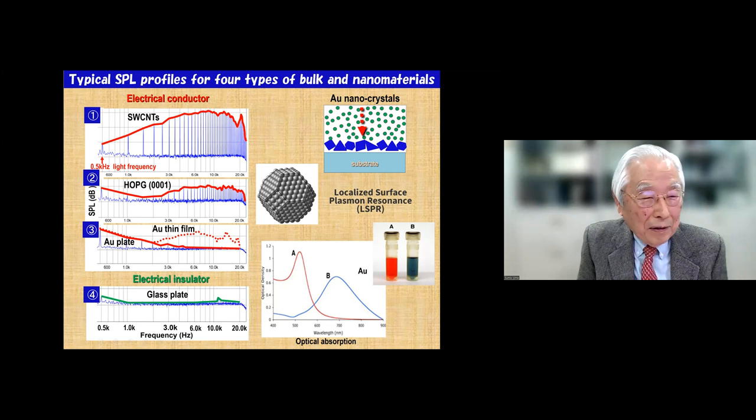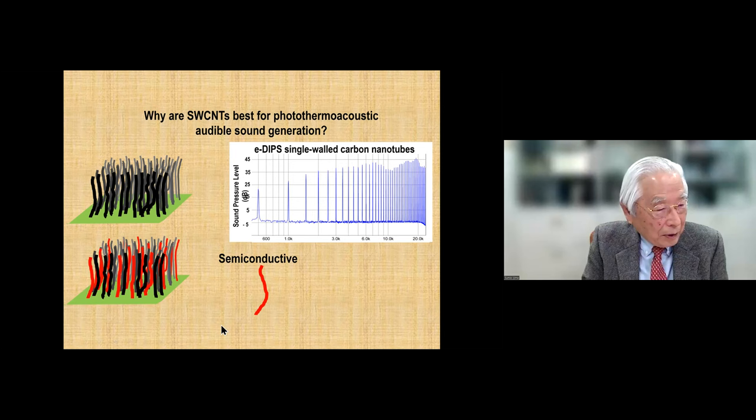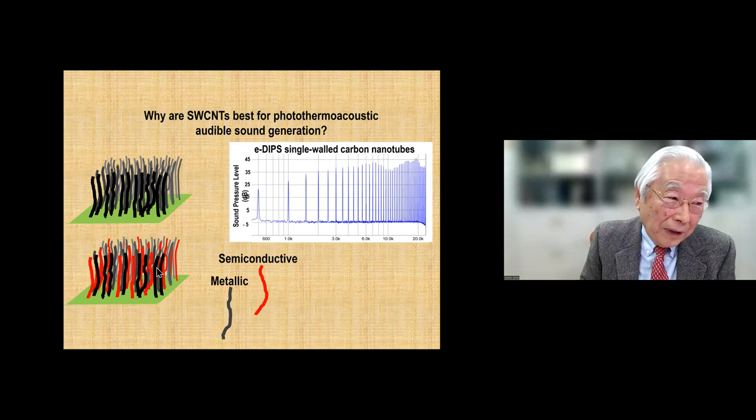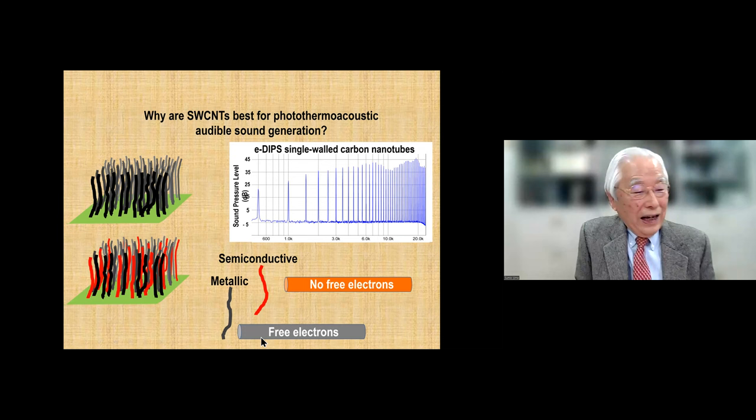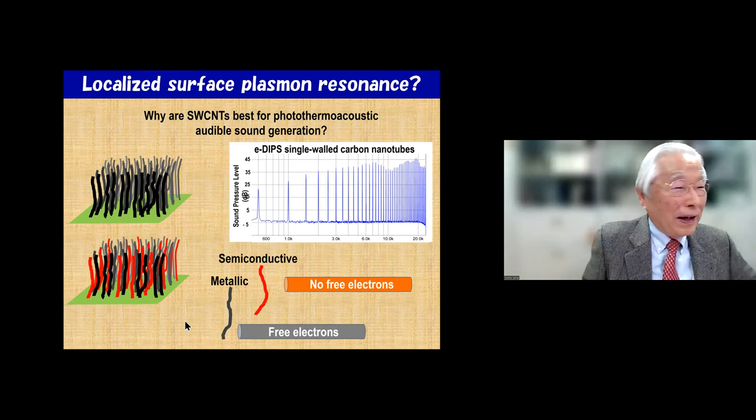All right, so my question is why single carbon nanotube is best for photoacoustic audible sound generation? Because I think carbon nanotubes have two types of structures, the semiconductive and the metallic one. So maybe metallic tubes are responsible for making the sound, like a gold particle, plasmonic resonance. Right, so I think the free electrons are responsible for the sound. I think that's all about my new finding last year.